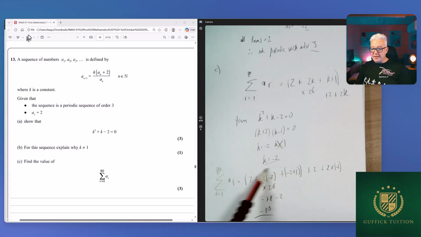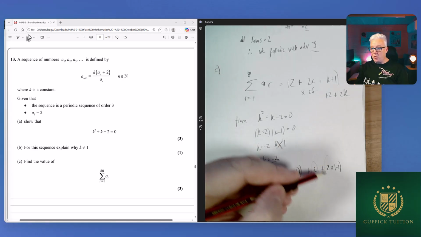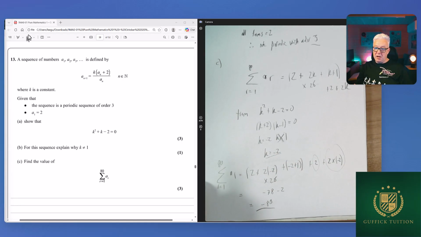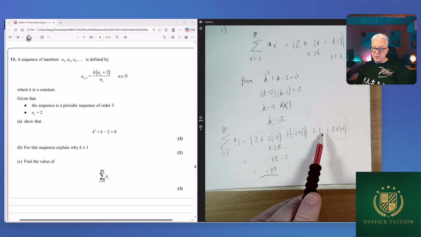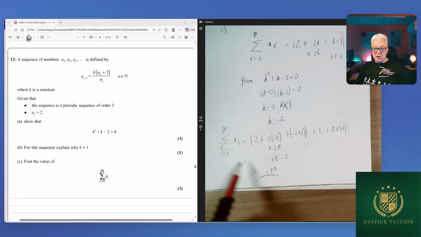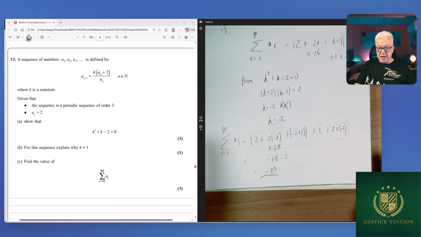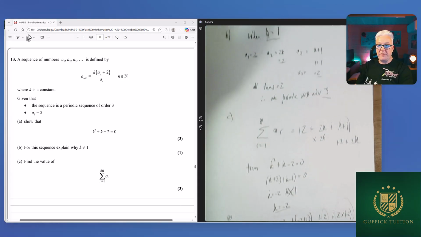There's going to be 26 lots of whatever that adds up to. And then there'll be 1 lot of the first term, which is going to be 2. And there'll be 1 lot of the second term, which will be 2k. So when you add that up and times it by 26, you get minus 78. This one is going to be 2 take away 4, which is minus 2. So the summation from 1 to 80 of this sequence is minus 80 is what that's going to add up to. Perfect. I hope you found that helpful.